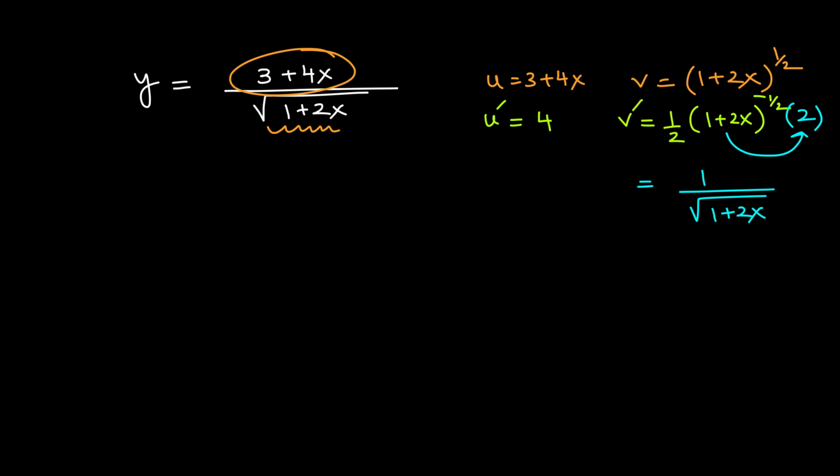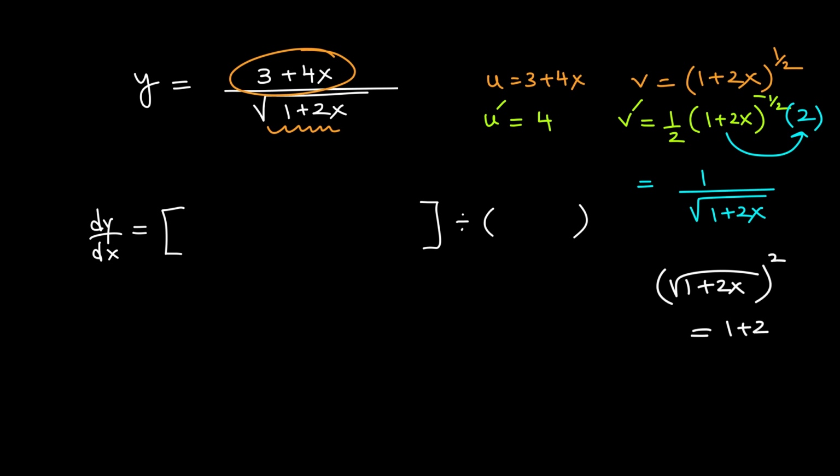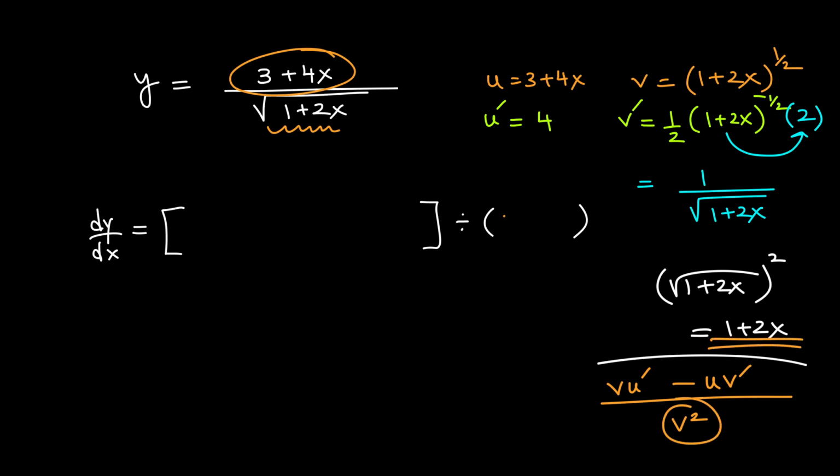Let's start the process. dy/dx is equal to, this time I'm separating out the denominator in this manner. Let's first square the square root of (1 + 2x). After squaring it is simply 1 + 2x. Why do we need it? Because we have the quotient rule: v square at the bottom, vu prime minus uv prime. So this is v square. So this (1 + 2x), write it on the side.